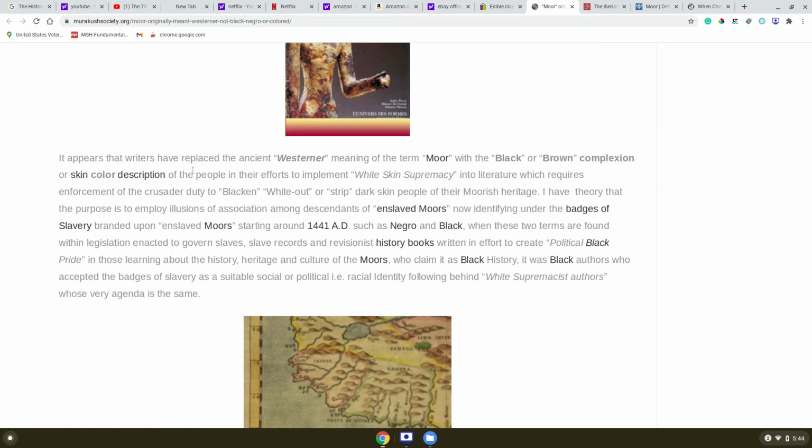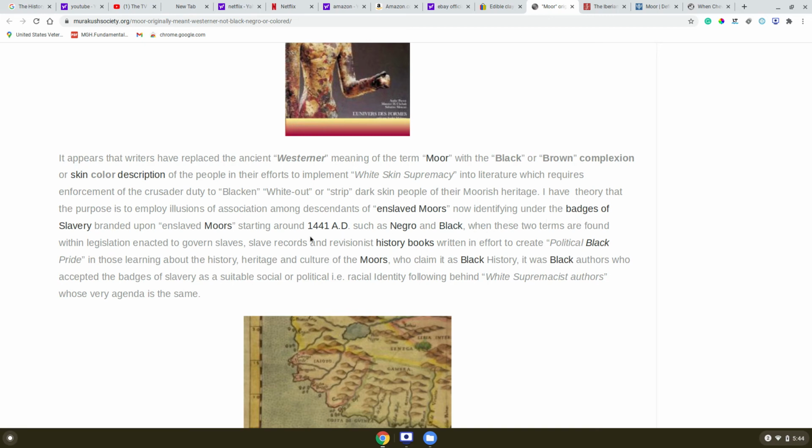This is it. It appears that writers have replaced the ancient Western meaning of the term Moor with the black or brown complexion or skin color description of the people in their efforts to implement white skin supremacy into literature, which requires enforcement of the crusader duty to blacken, white out, or strip dark skinned peoples of their Moorish heritage. I have a theory that the purpose is to employ illusions of association amongst descendants of enslaved Moors, now identifying under the badges of slavery branded upon enslaved Moors starting around 1441, such as Negro and Black.